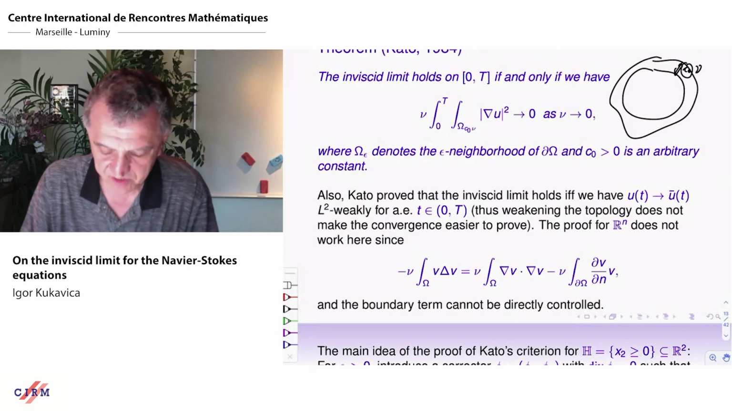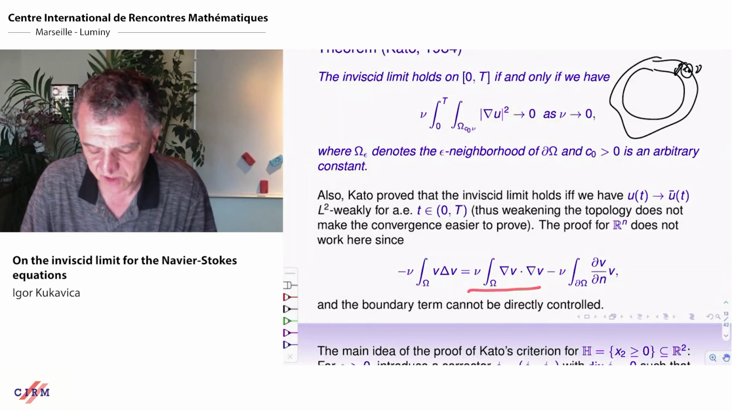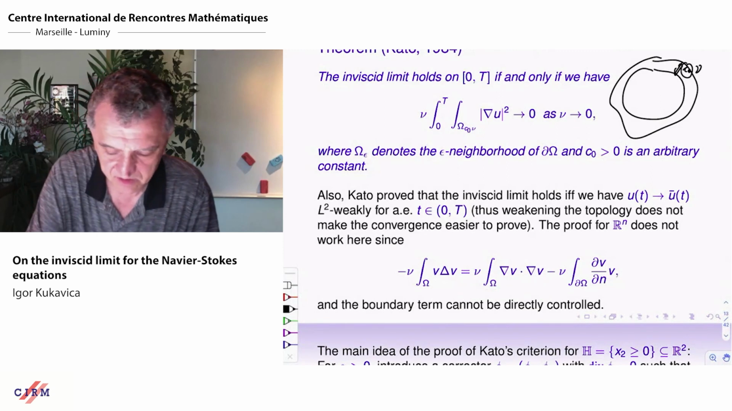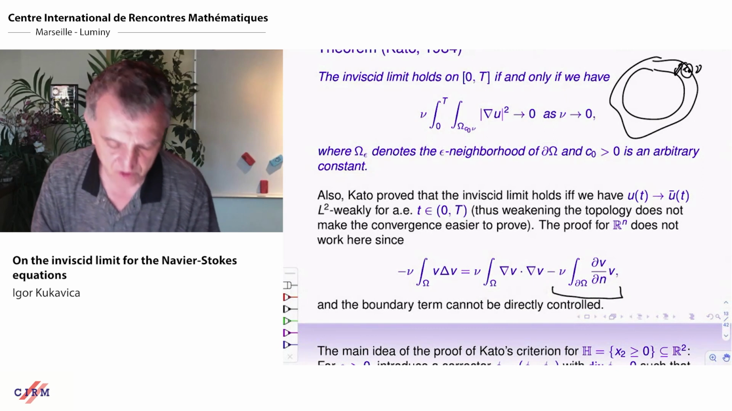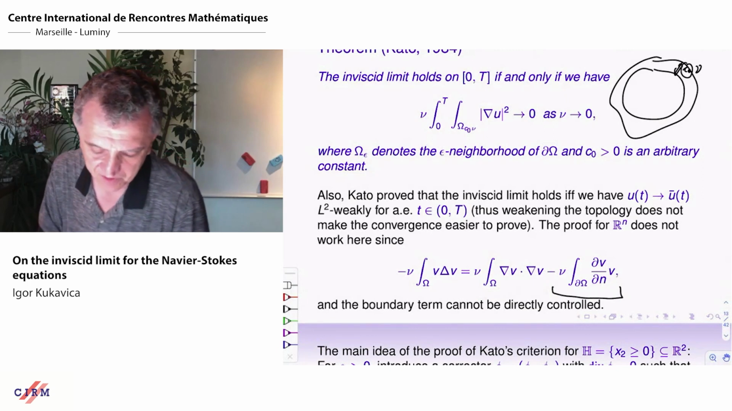And one more thing, the proof for R^n does not work here because when we integrate by parts on the left side in the energy, yes, we get a coercive term, but this is a term which is as powerful as this one, so it cannot be absorbed and cannot be controlled.